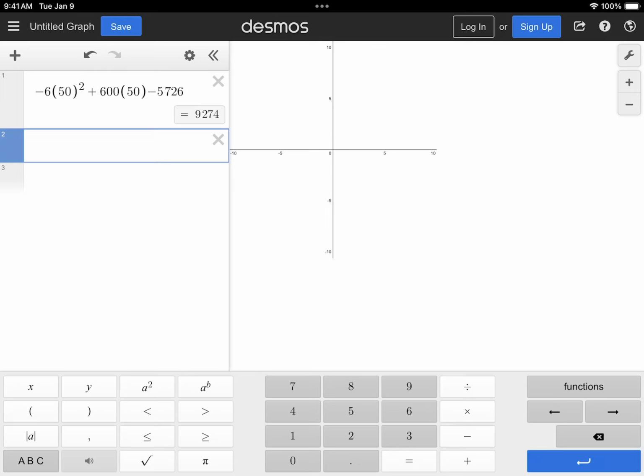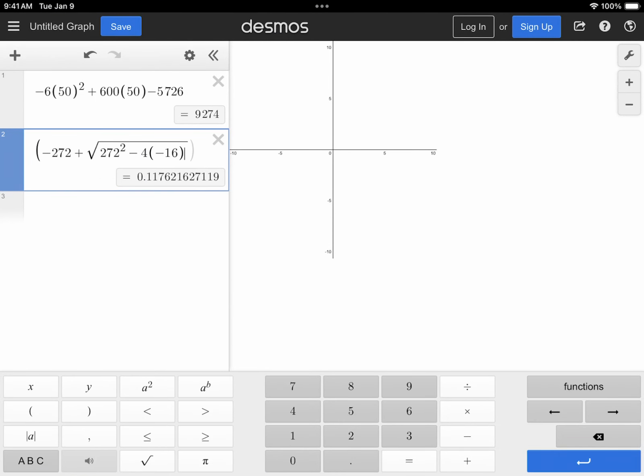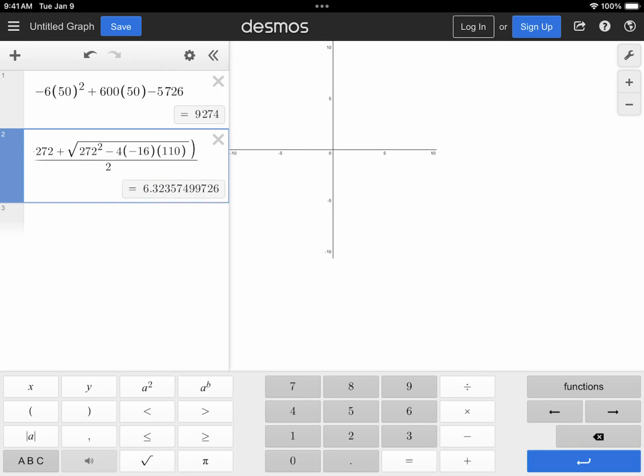So I got parentheses -272, oops, plus square root of 272 squared minus 4 times -16 times 110. Bump outside here, close up the top, divided by 2 times -16. So I get this answer, I get -0.39, which you can't really have negative time. So that means that answer is going to get rejected.